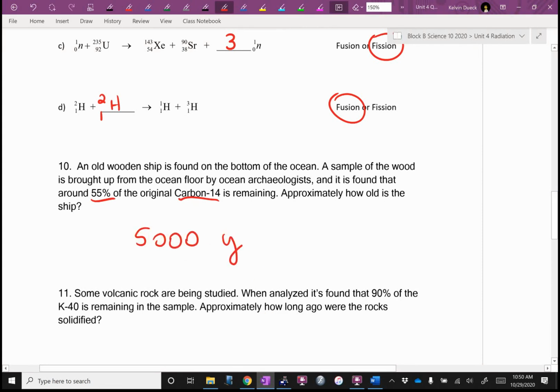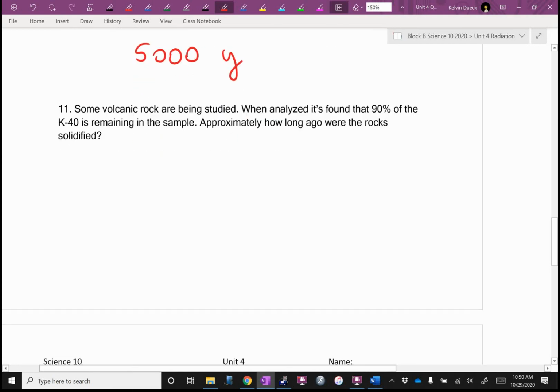5,000 years. 1 mark for that. 130. Number 11, some volcanic rock is being studied. By the way, I didn't mention this in the notes, but potassium-40, that's formed in lava. But while the lava is liquid, it bubbles out because it's a gas. But once it solidifies, what potassium-40 can tell us is when the rock solidified. So that's why I wrote how long ago were the rocks solidified.